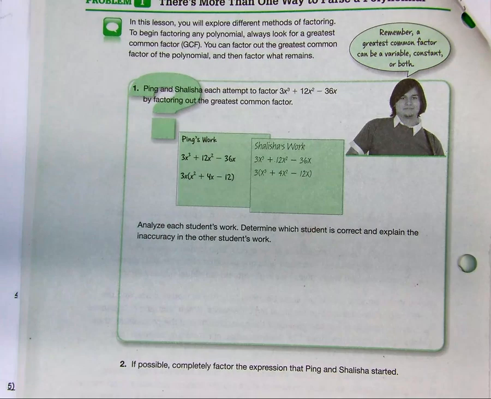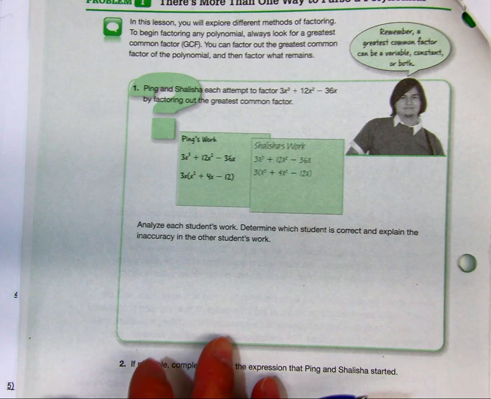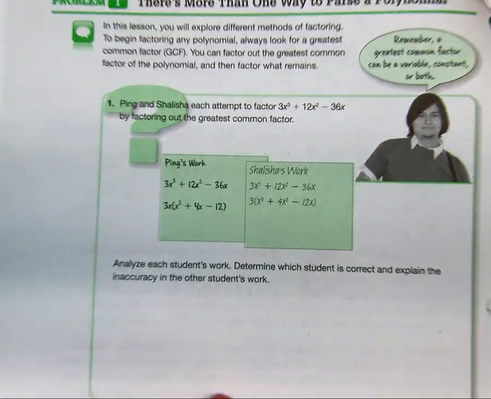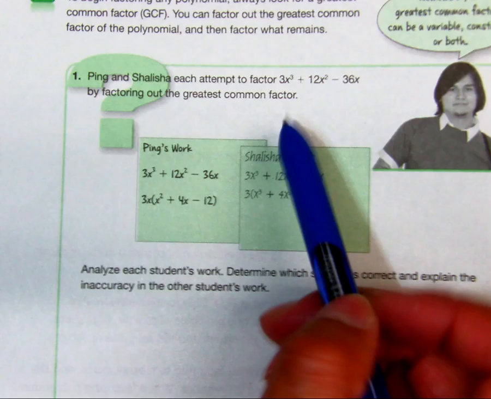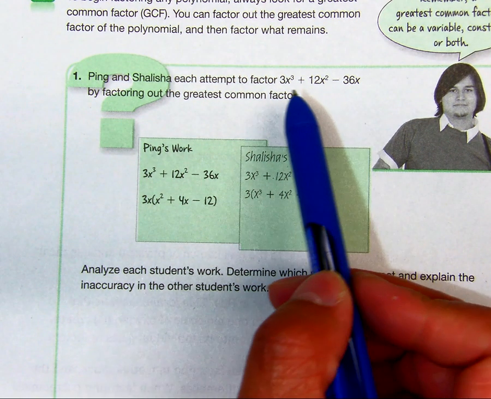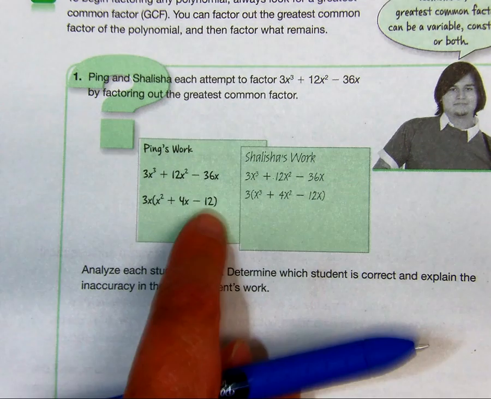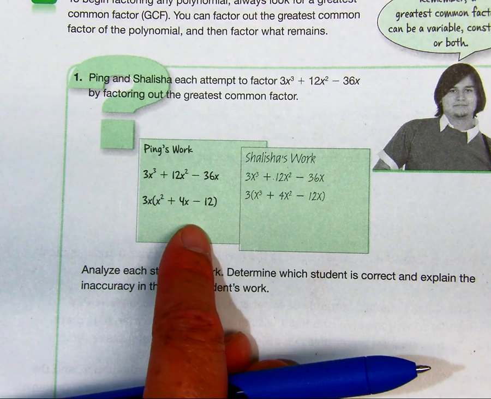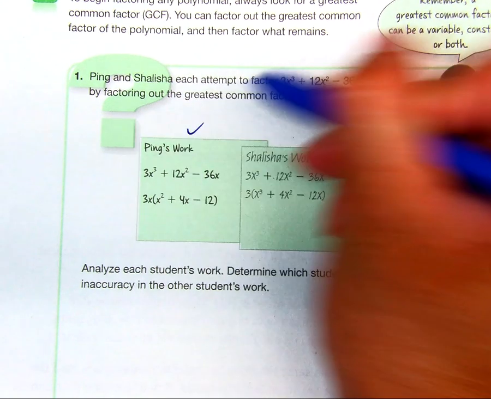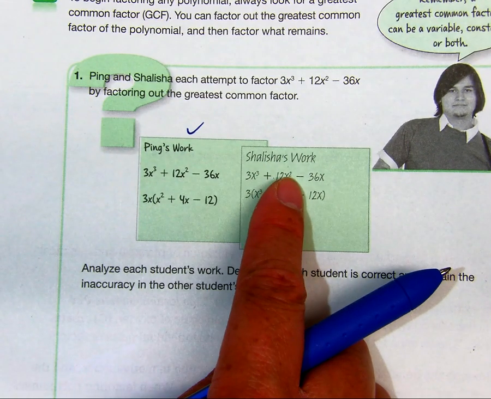So we have two students here in their work. Their names are Ping and Shalisha. They were given the problem 3x cubed plus 12x squared minus 36x, and they were supposed to factor it by factoring out the greatest common factor. Raise your hand if you think Ping's work is correct. Raise your hand if you think Shalisha's work is correct.